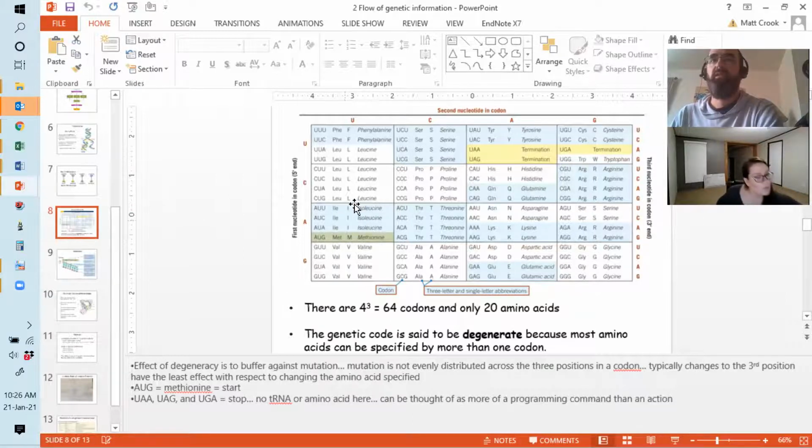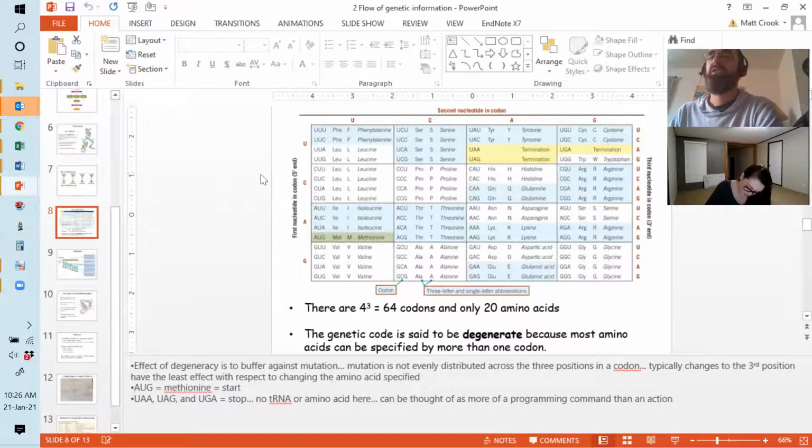So you see here, I think leucine is the champion in terms of the numbers. Leucine, the amino acid, can be put in place by 6 different codons, right? So if you have a CUU, you have a leucine. If you have a CUG, you have a leucine. If you have a UUG, you have a leucine as well, right? So this is called degeneracy, right? The genetic code is said to be degenerate, which I always think is kind of a funny way of describing it, to be honest.